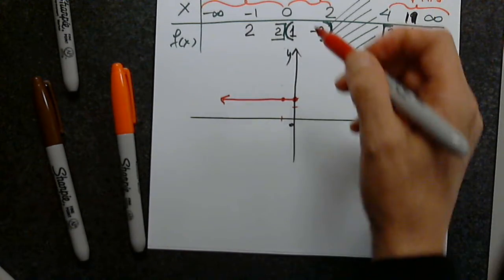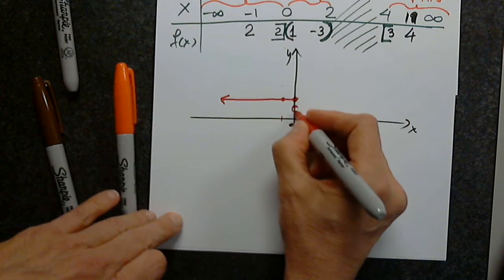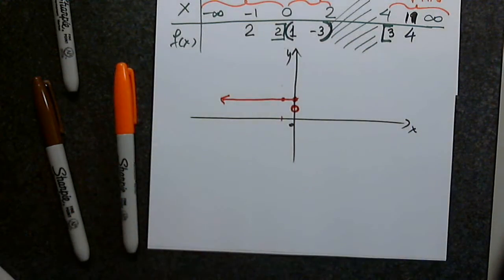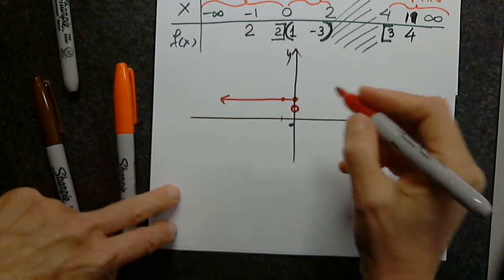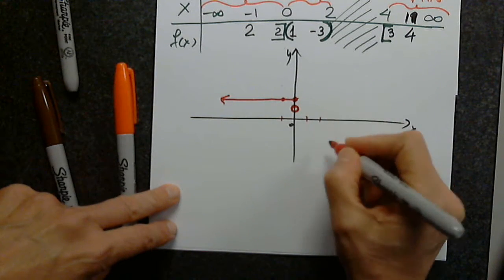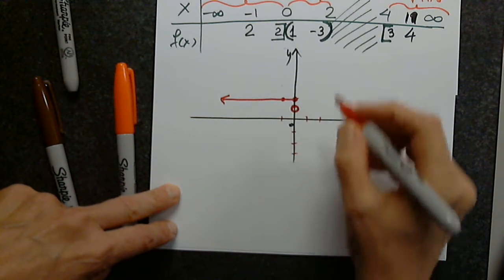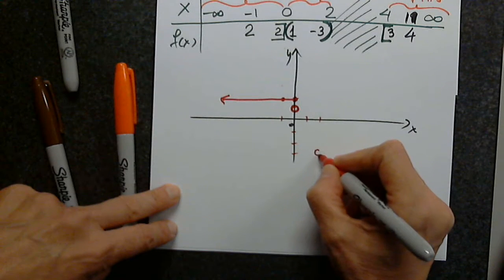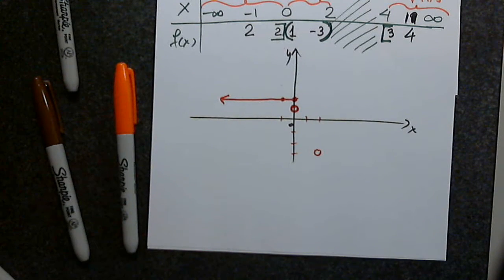Now, 0, 1 is not a full point. It will not be a function if I put a full point in there. So 0, 1 is open. 2, -3. This is also an open point. But now I have to think.